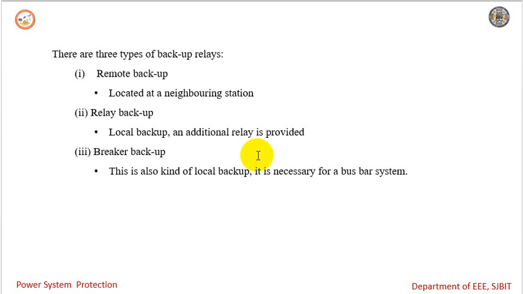In such situations, it becomes very necessary that all the circuit breakers on the bus bar should be tripped. The breaker backup will come into the picture and it will trip all the circuit breakers present on the respective bus bar system. So this is about the primary and backup protection.